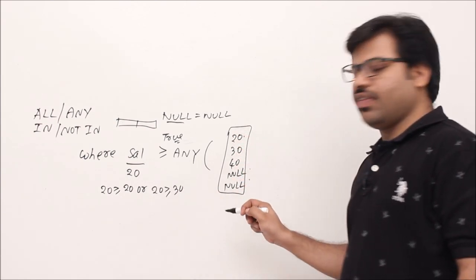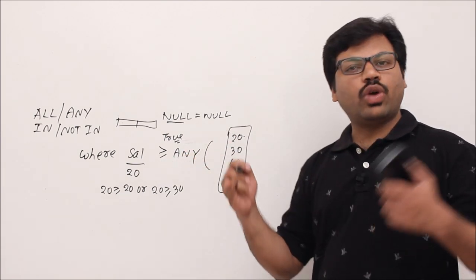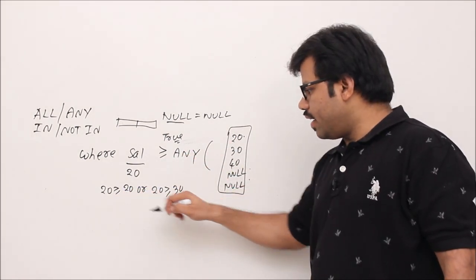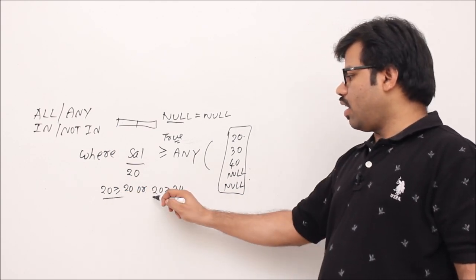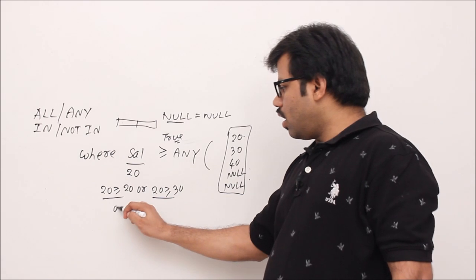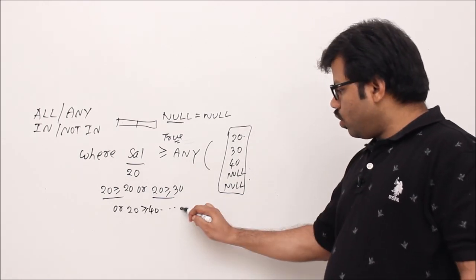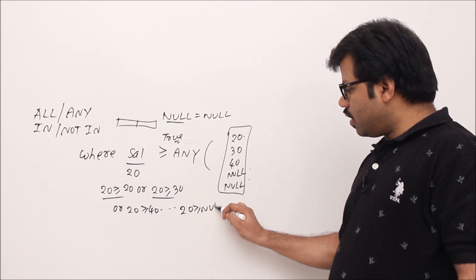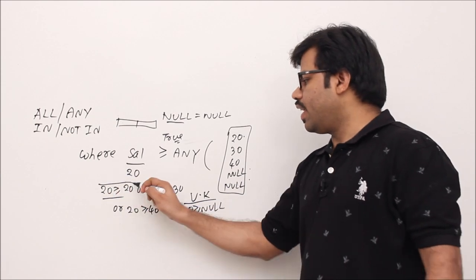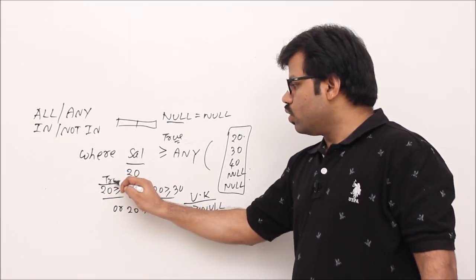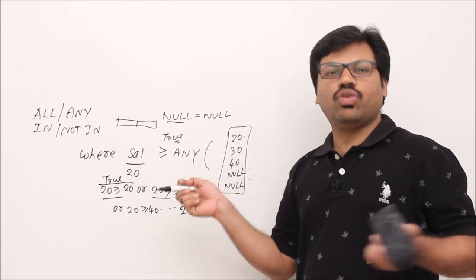There is an OR condition between them. When there is all operator, we have to write conditions and AND them. Here we have to write conditions and OR them. It is like 20 greater than or equal to 20, or 20 greater than or equal to 30, or 20 greater than or equal to 40, kind of thing. So now, though you have 20 greater than or equal to null condition, that is evaluated to unknown, doesn't matter, because this 20 greater than or equal to 20 is true. So true or unknown is true. That's why this is evaluated to true.